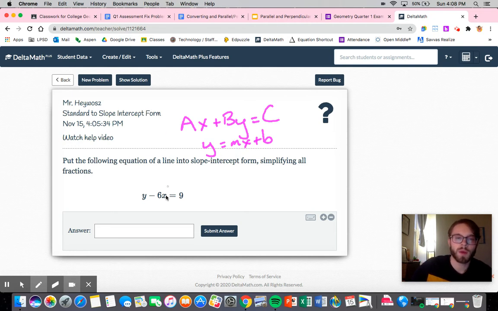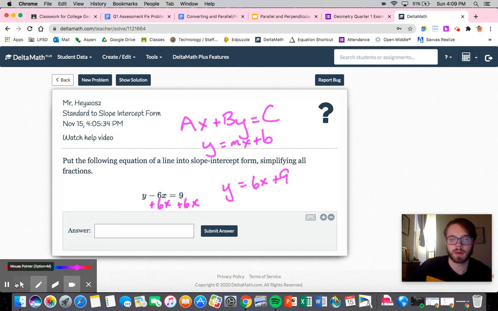All right, so what do we need to do in this one? Again, we need to get it in the form y equals something. So the only thing we ultimately have to do is get the x over onto the other side. So we're just going to add 6x to both sides. And ultimately, your final answer is going to be y equals 6x plus 9. So that one's pretty straightforward. Shouldn't be anything crazy on that one. All right, let's do a new problem.